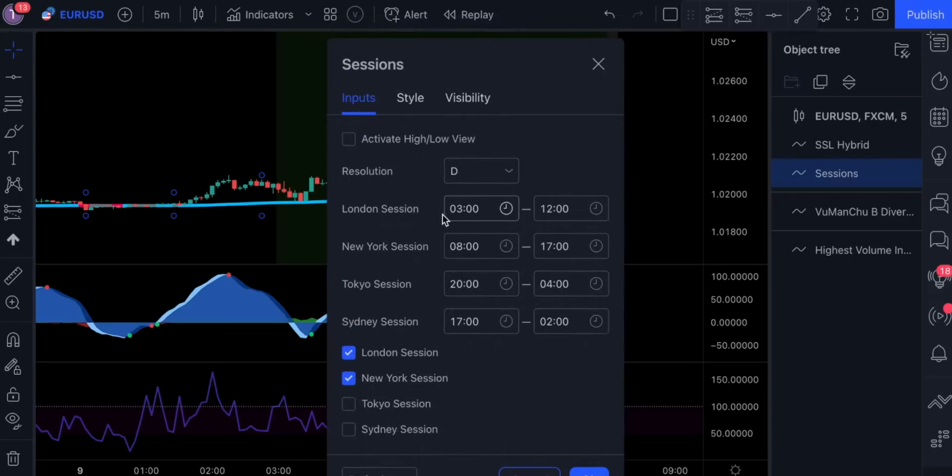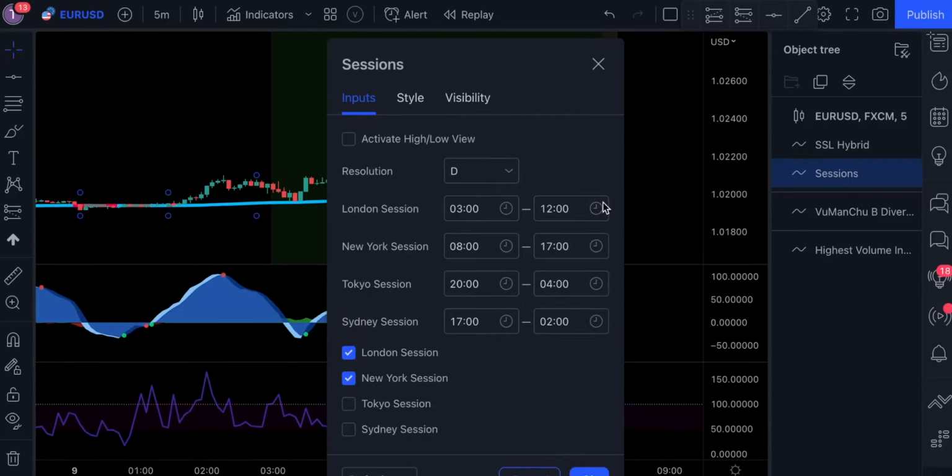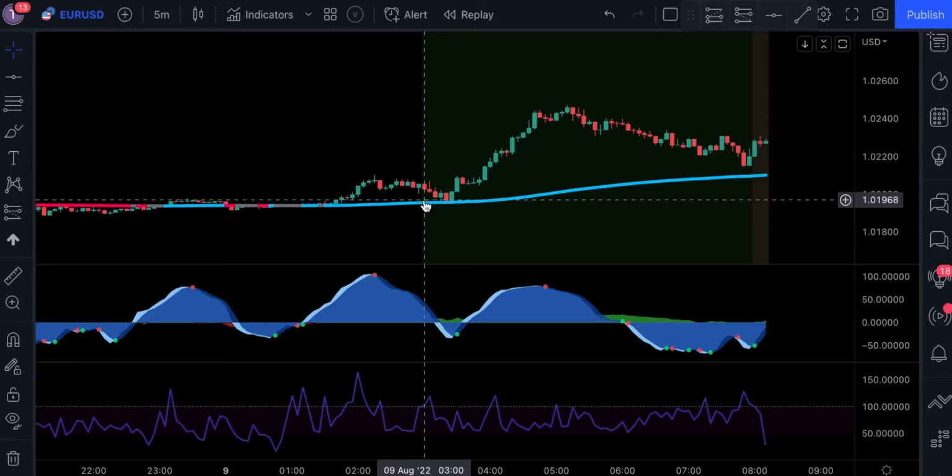We can see that the London session starts from 3 AM Eastern Daylight Time and it finishes at noon. And the New York session starts at 8 AM and finishes at 5 PM. Okay, I hope this is clear. If you have any questions, please write them down in the comments. Now let's move on to our trading rules.